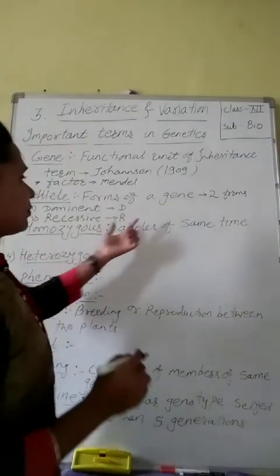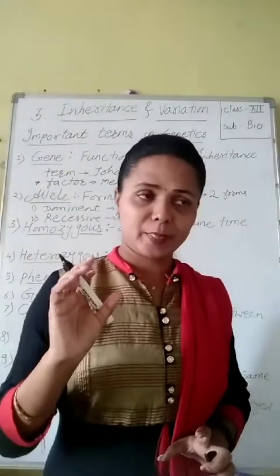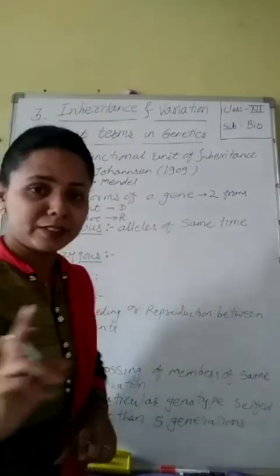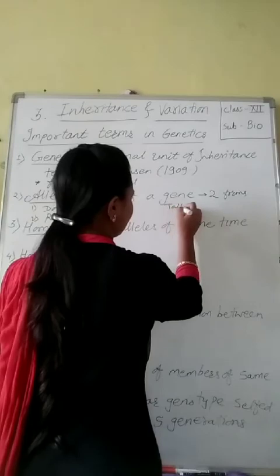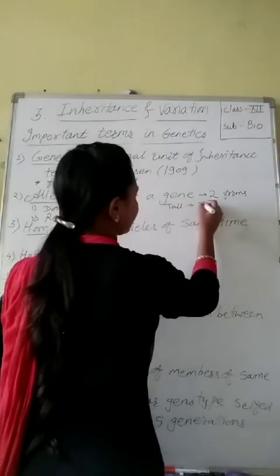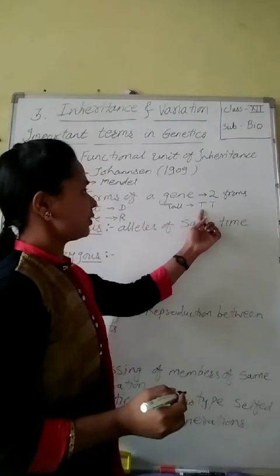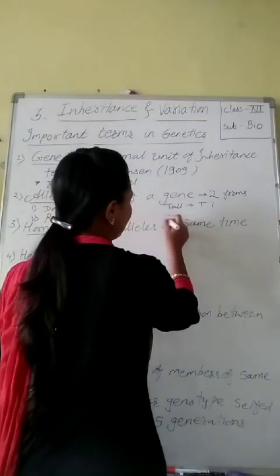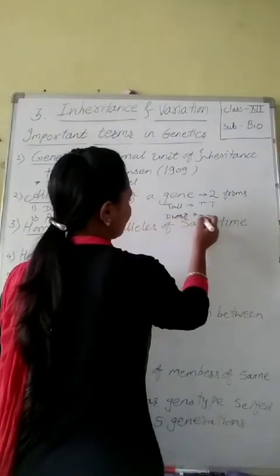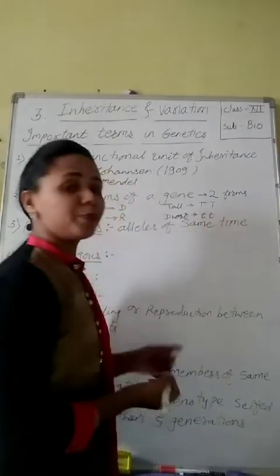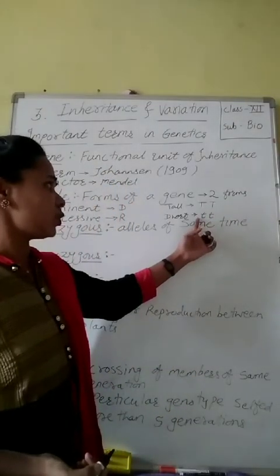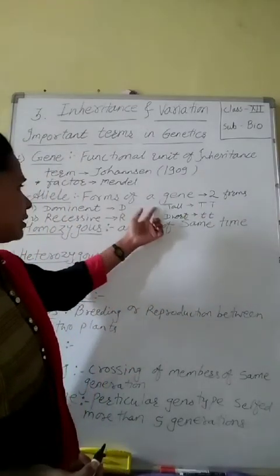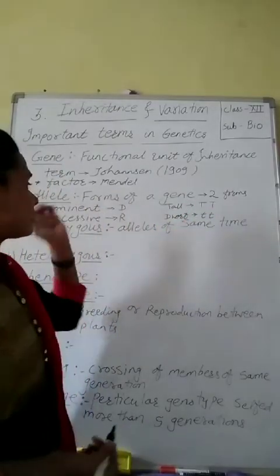Suppose one dominant character is there, so we can say tallness is the character. If it is dominant, we can say these are the two alleles, first and second, which are both dominant, capital T and capital T. And if they are recessive, that is dwarf, so we can say small t and small t. These are the two alleles which are used to denote dwarfness. So there are two forms, and both first and second are called alleles.